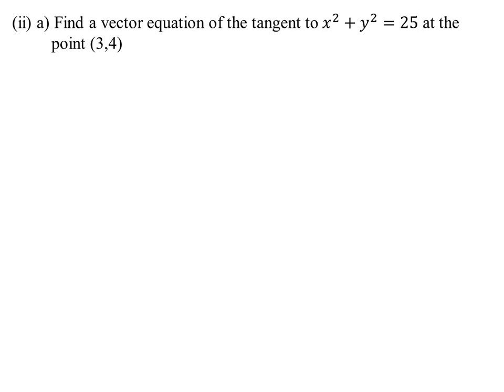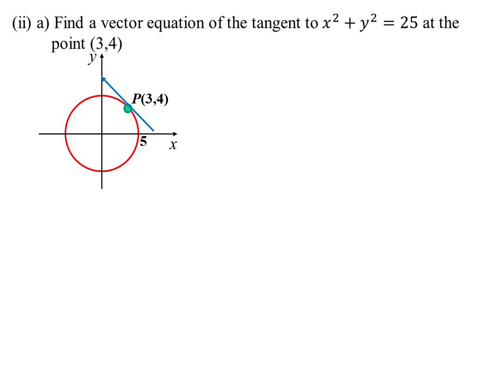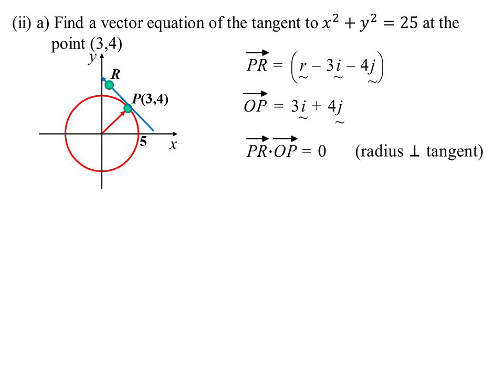We're going to find the vector equation of the tangent to this circle at the point 3, 4. It's going to look a little bit different to what we saw yesterday as a vector equation. But there's the tangent, it's going off at the point 3, 4. R is some random point on the line, so we're basically saying the vector PR would be whatever the position vector of R is, minus 3i 4j. We know that the radius is perpendicular to the tangent, so I've just drawn in the position vector OP there. So the dot product of those 2 vectors must be equal to 0.